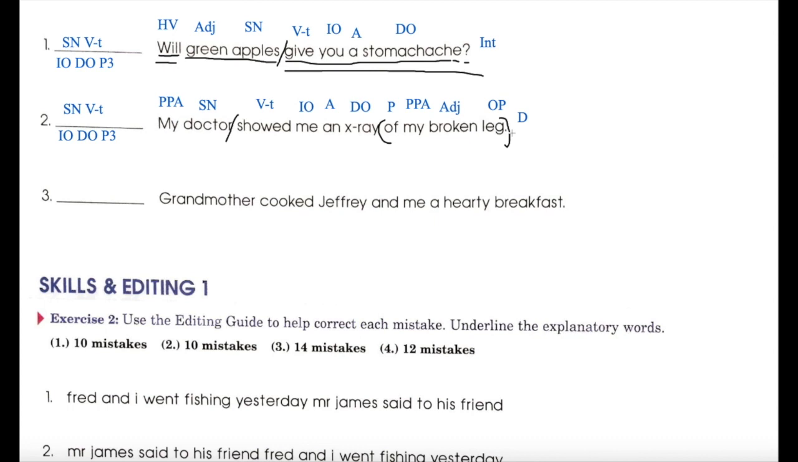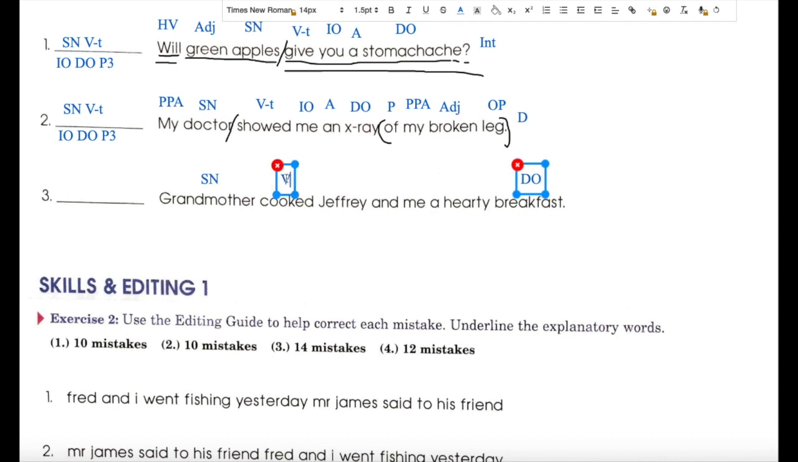All right, sentence 3. Grandma cooked Jeffrey and me a hearty breakfast. Who cooked Jeffrey and me a hearty breakfast? Grandmother, subject noun. What is being said about grandmother? Grandmother cooked, verb. Grandmother cooked what? Breakfast. Verify the noun. Breakfast is a noun. It's in the predicate. Does it mean the same as grandmother? It does not. It's a direct object. That means cooked is a verb transitive.